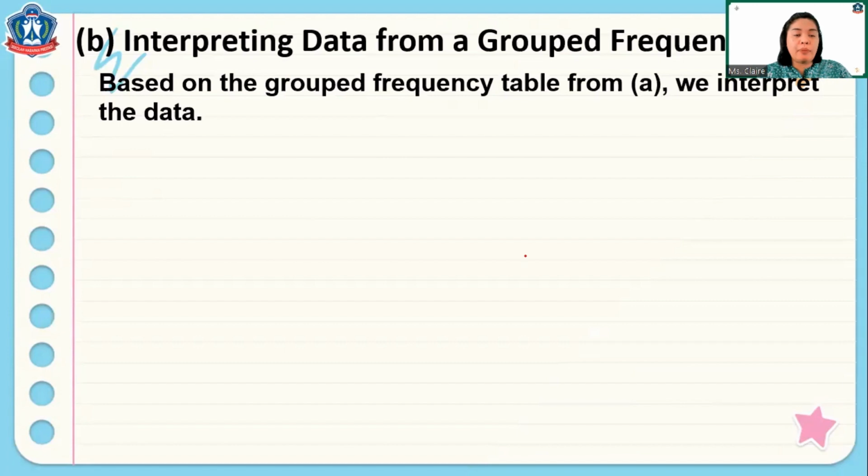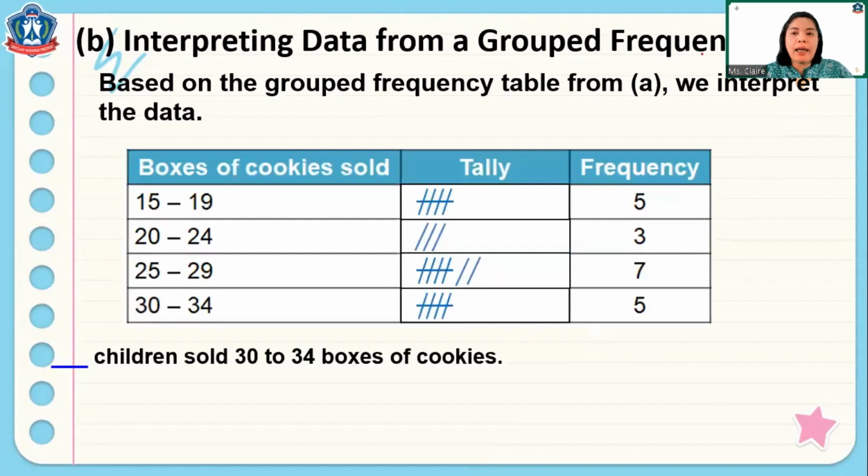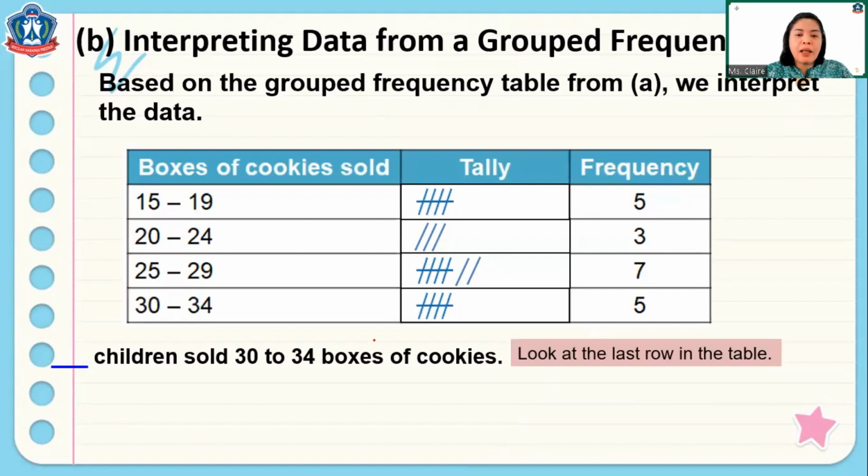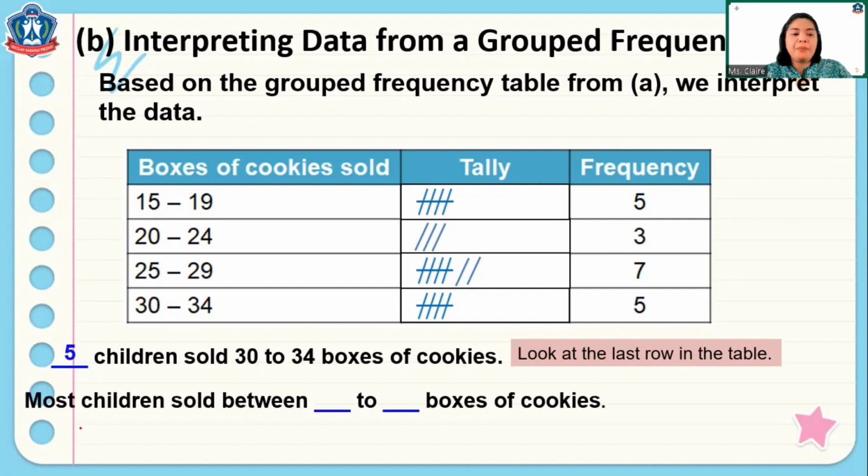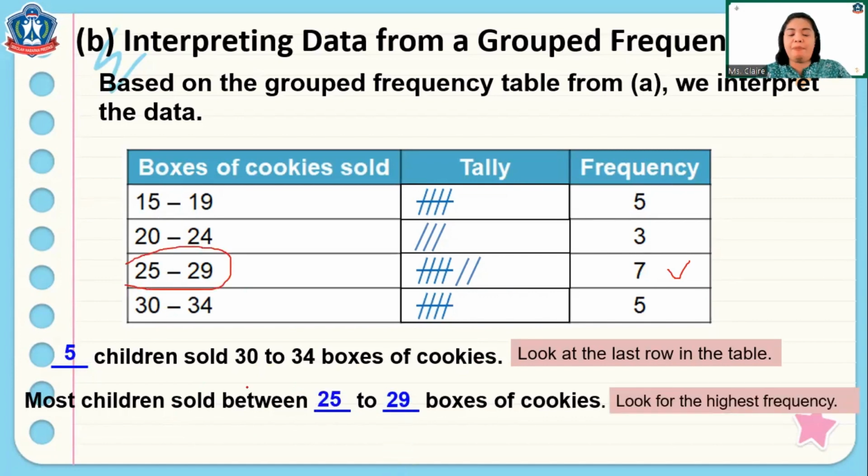So we are now going to interpret. Based on the group frequency table from A, we can interpret the data like this. How many children sold 30 to 40 boxes of cookies? 5. So there are 5 children. Most children sold the highest number, this one, right? So most children sold between 25 to 29 boxes of cookies because that is the highest frequency.